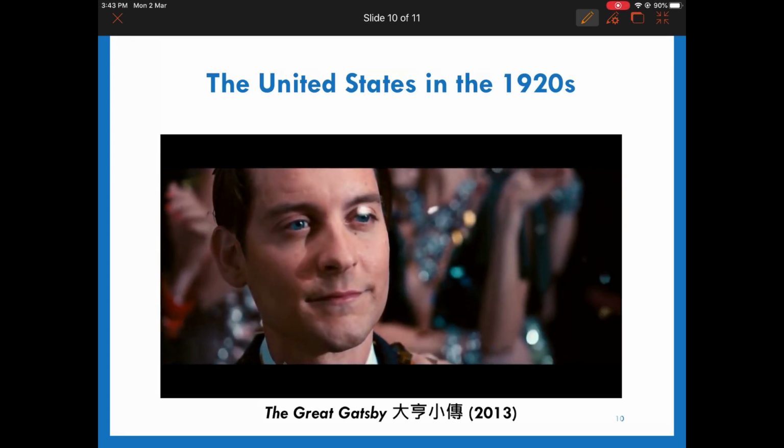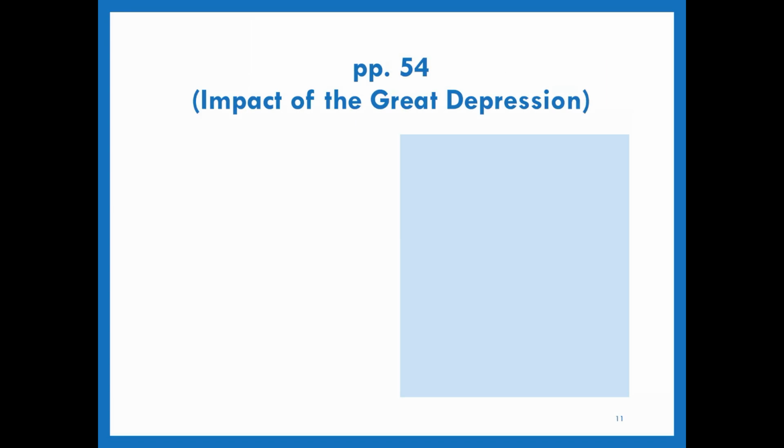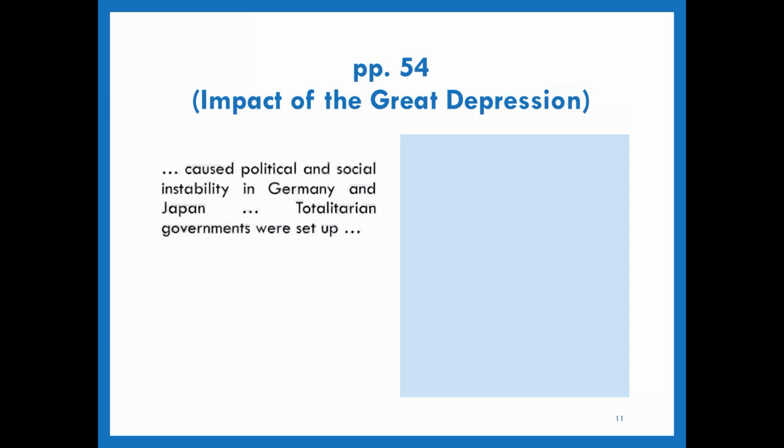After watching the film, please turn to page 54 of your textbook, and we shall look at the impact of the Great Depression. Again, we should divide countries into 3 groups. The first group includes Germany and Japan. After the Great Depression, there was the setting up of totalitarian government.